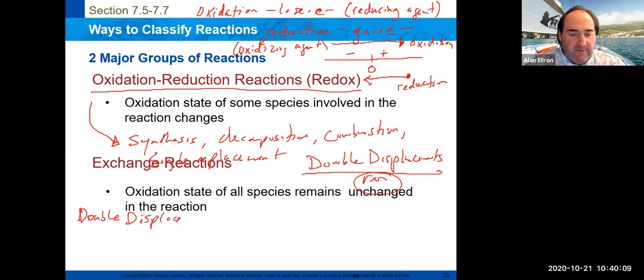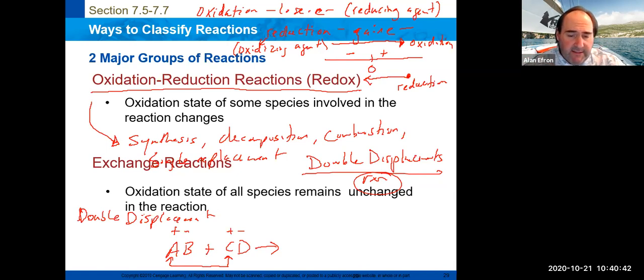it has the general formula, as we would probably see, as AB plus CD. And the way you could recognize this as a double displacement reaction is both of these are ionic compounds. So this is a positive and negative ion, and this is a positive and negative ion. Again, you're starting with two ionic compounds. And what always happens in these types of reactions is basically the two positive ions will switch partners.